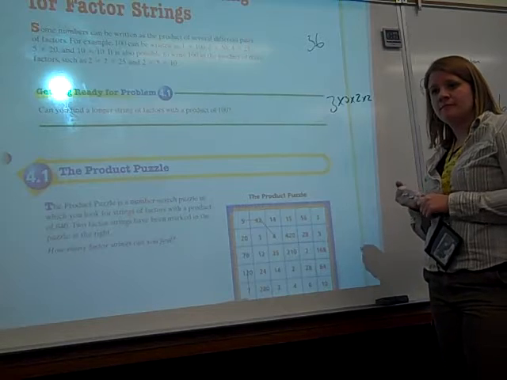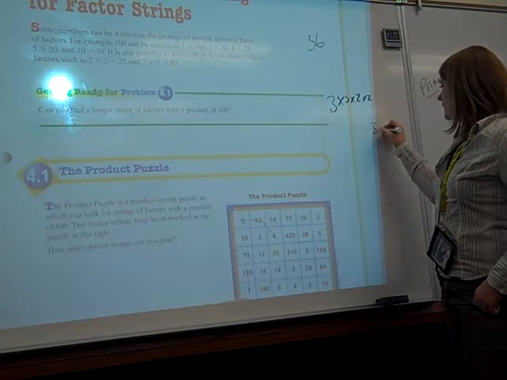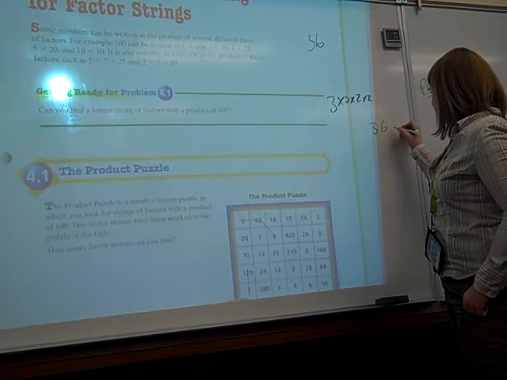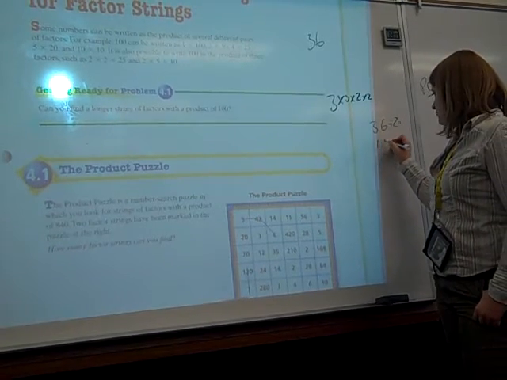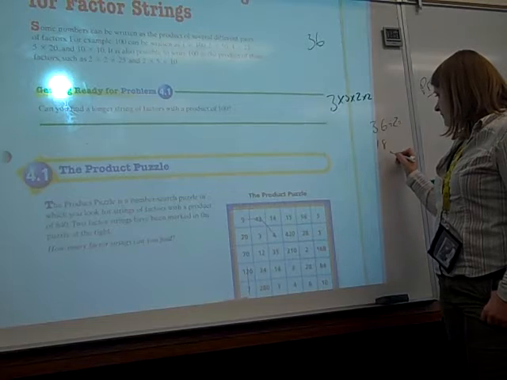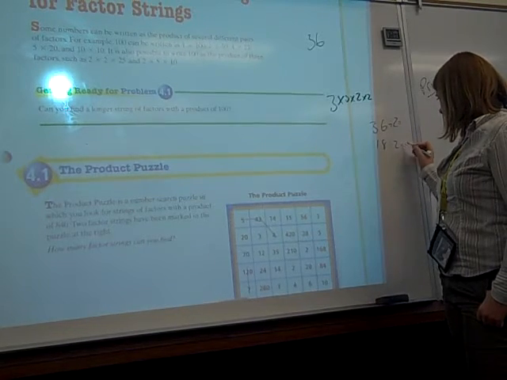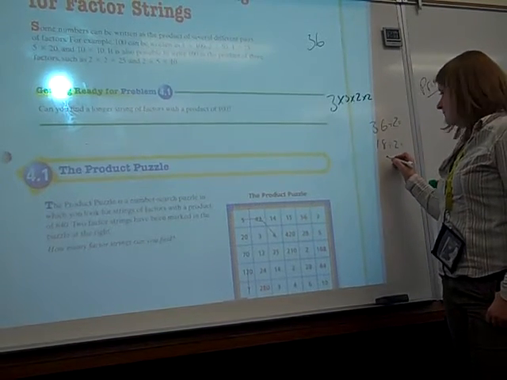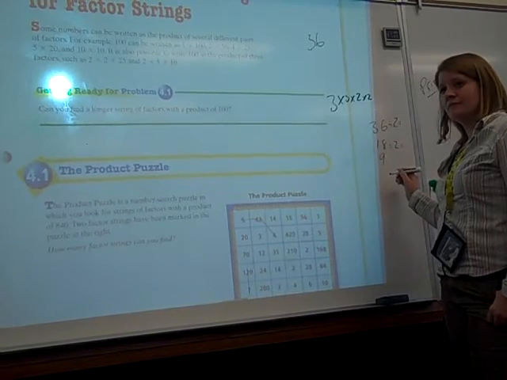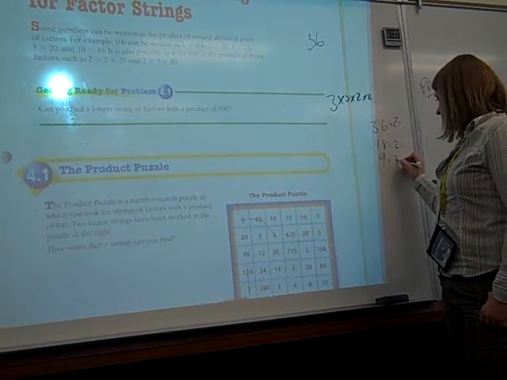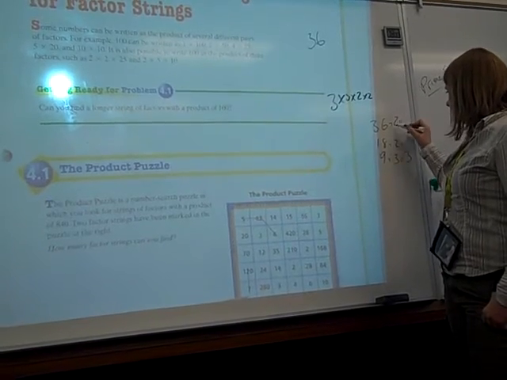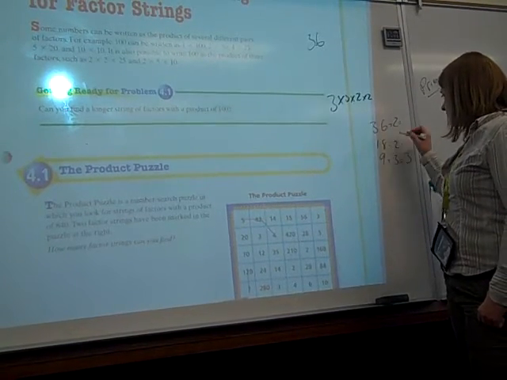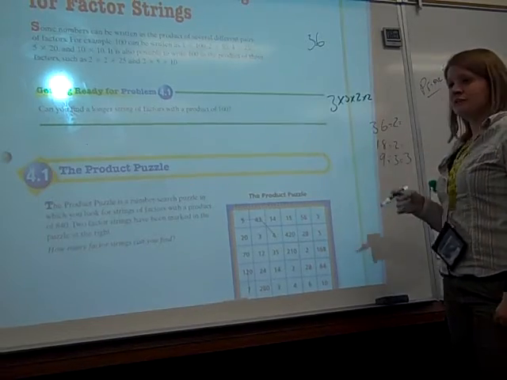I divided 36 by 2. Okay, so you said 36 divided by 2. I got 18. And then I divided that by 2 again. And I got 9. And then I divided that by 3 and got 3. So when you got down to these numbers that were prime, you then just put them all together.